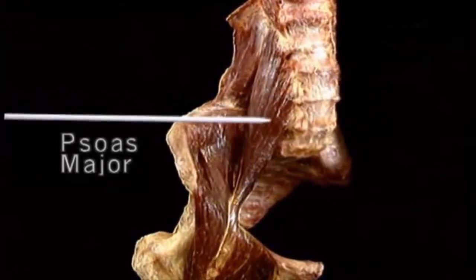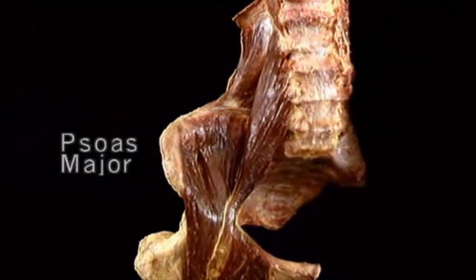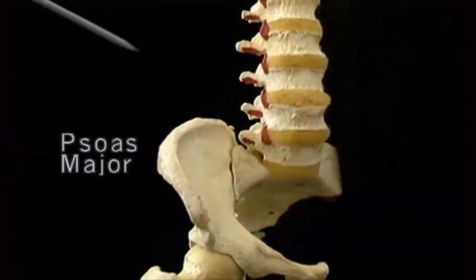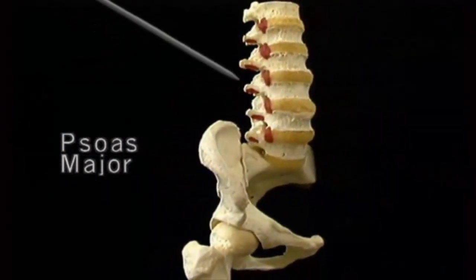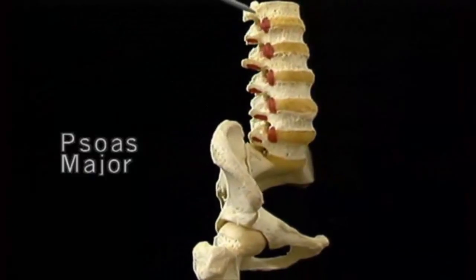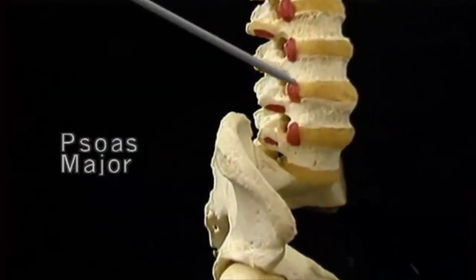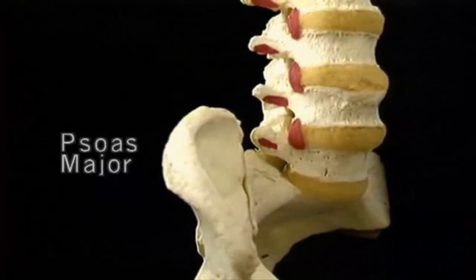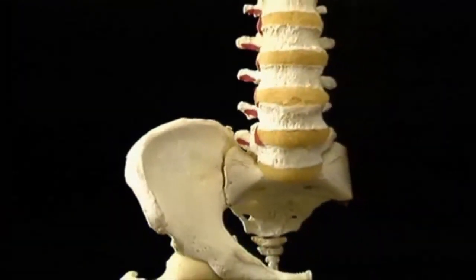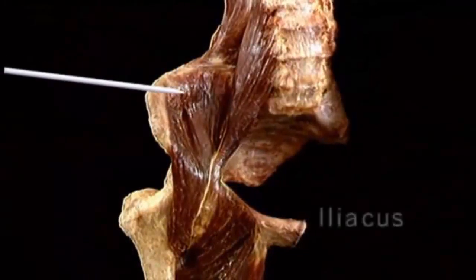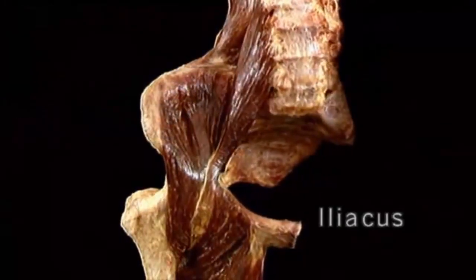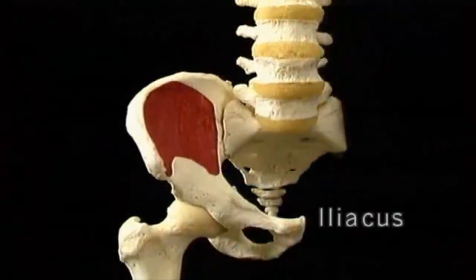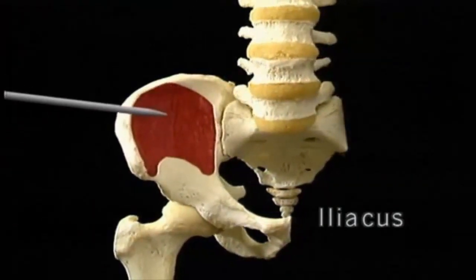Here's psoas major. Psoas major arises from the transverse processes of all five lumbar vertebrae and from the sides of the intervertebral discs and the adjoining vertebral bodies. We'll see its insertion in a moment. Here's iliacus. Iliacus arises from almost all of the inner aspect of the wing of the ilium.